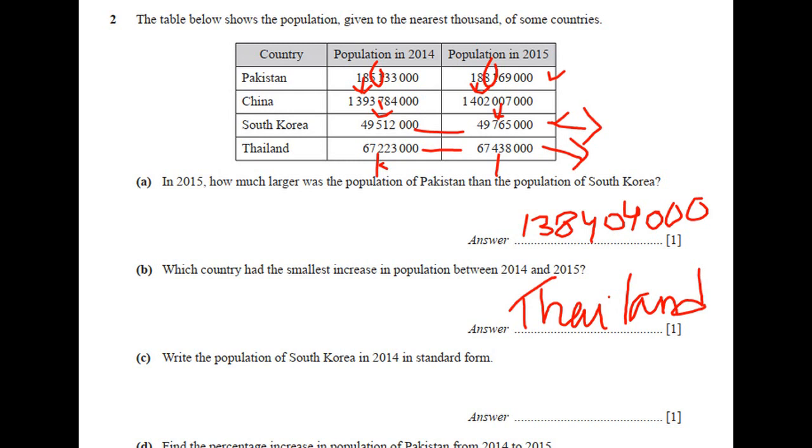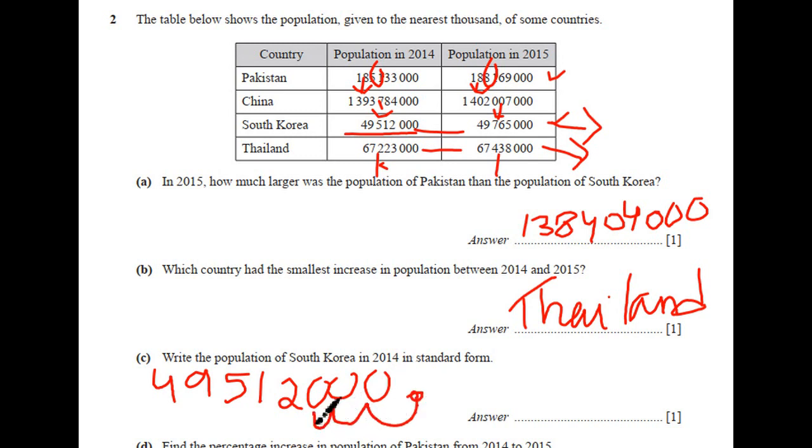All right. Write the population of South Korea in 2014 in standard form. So we are writing 4951200 in standard form. So at the moment the decimal is over here, we have to shift it to the left. And how many positions to the left? 1 2 3 4 5 6 7 positions to the left. So 4.95 times 10 raised to the power 7. When the decimal is moved towards the left, the power of 10 is positive. We add to the power of 10.